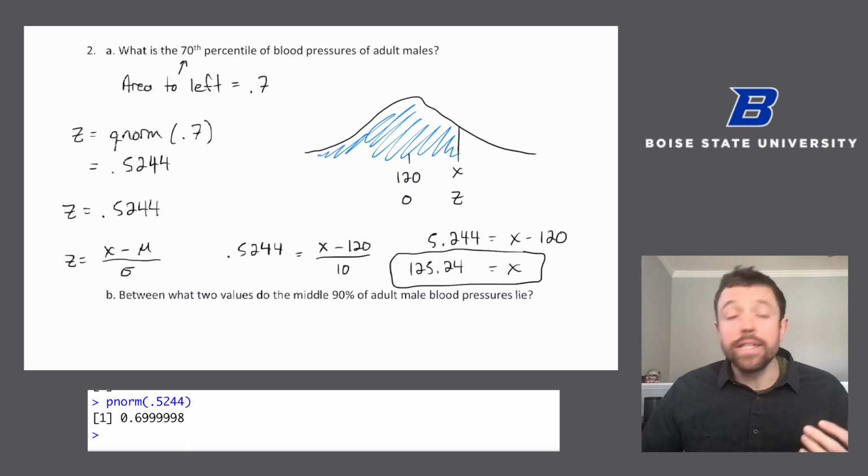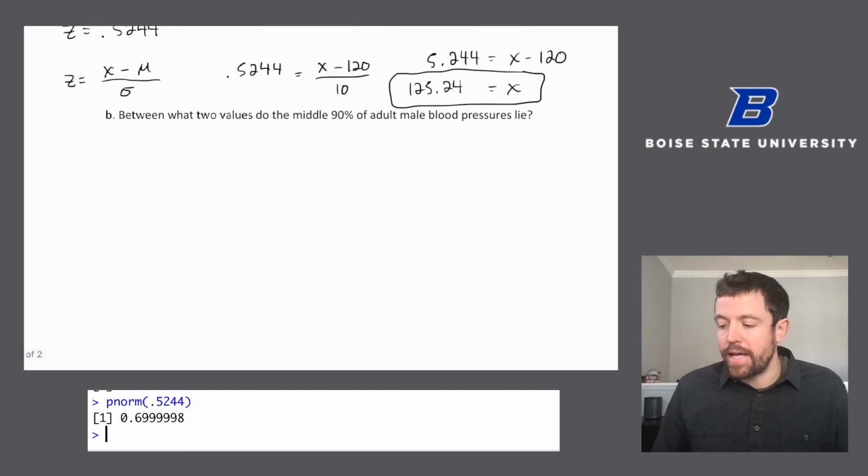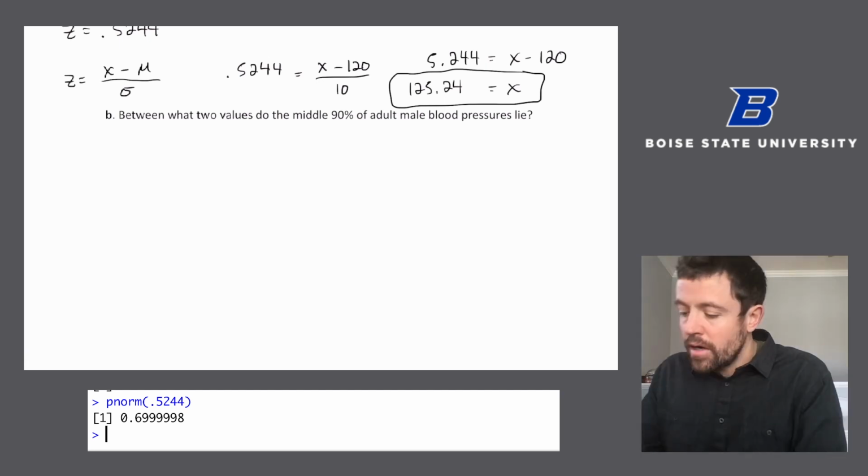All right, one final type of question in the same vein as this type of question. That is, where we're given percentages or proportions and coming up with values. Between what two values do the middle 90% of adult male blood pressures lie? So I'm going to draw a picture.